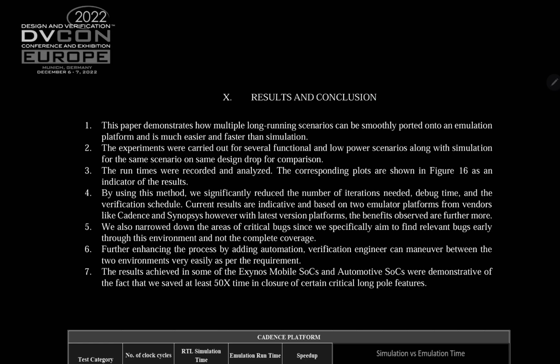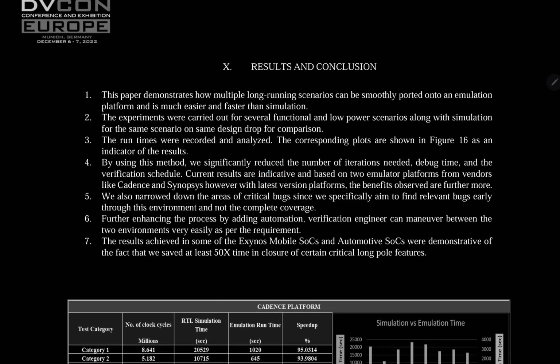Section 10, results and conclusion. Result 1: this paper demonstrates how multiple long scenarios can be smoothly ported onto an emulation platform, which is much easier and faster than simulation. Number 2: the experiments were carried out for several functional and low power scenarios, along with simulation for the same scenarios and the design, for comparison. 3: the runtimes were recorded and analyzed. The corresponding plots are shown in Figure 16 as an indicator of the result.